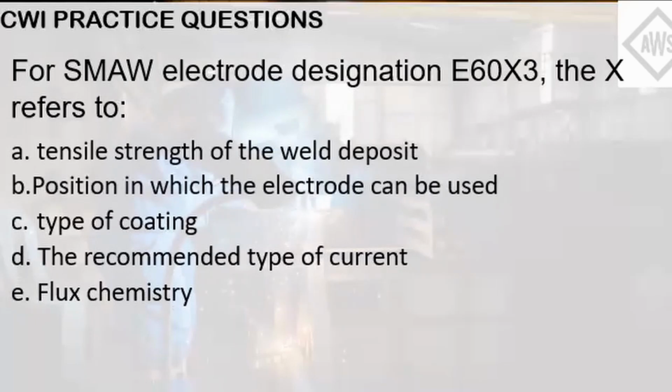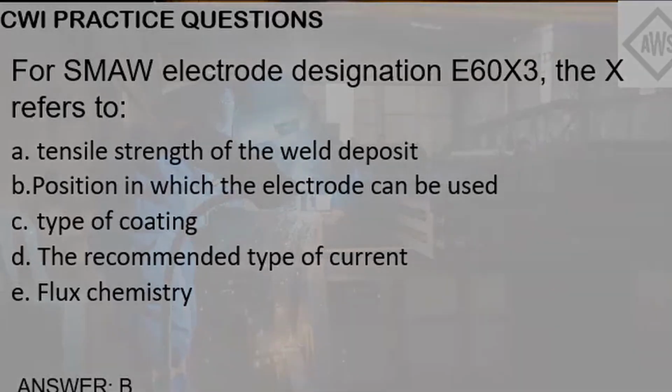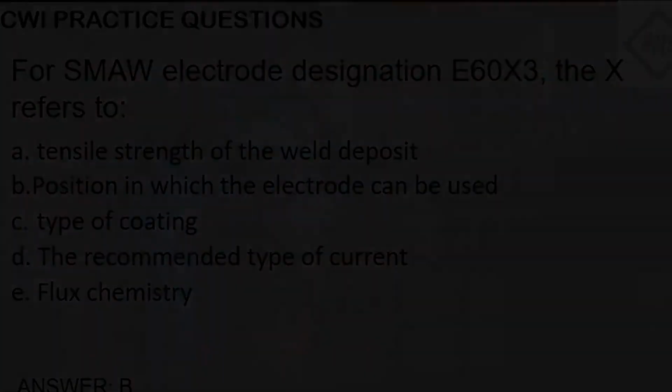The position in which these electrodes can be used also depends on its operating characteristics. A high deposition electrode cannot be used in an overhead position since a lot of molten metal will fall to the welder, and this is denoted by digit 2. 1 denotes that the electrode can be used for all positions. Digit 3 is no longer used as a designation, so if you see that, it is an old designation. 4 denotes welding in a downhill progression. Hence, the answer here is letter B. The X here denotes the position in which the welding electrode can be used.